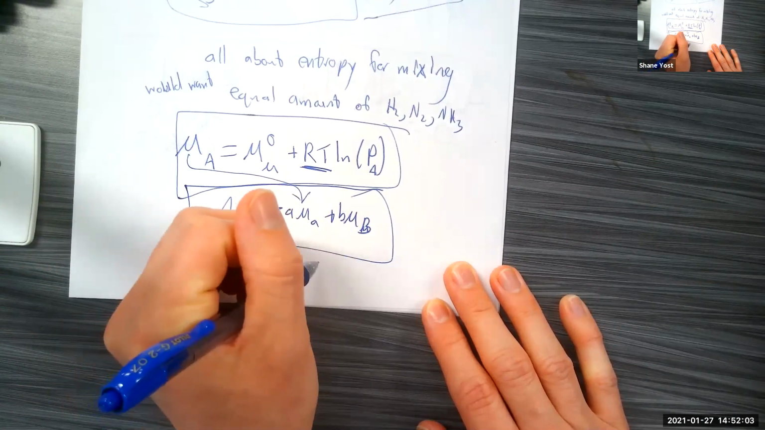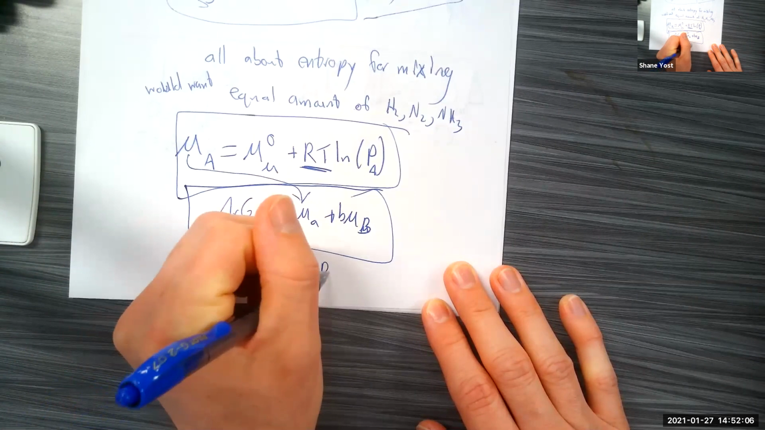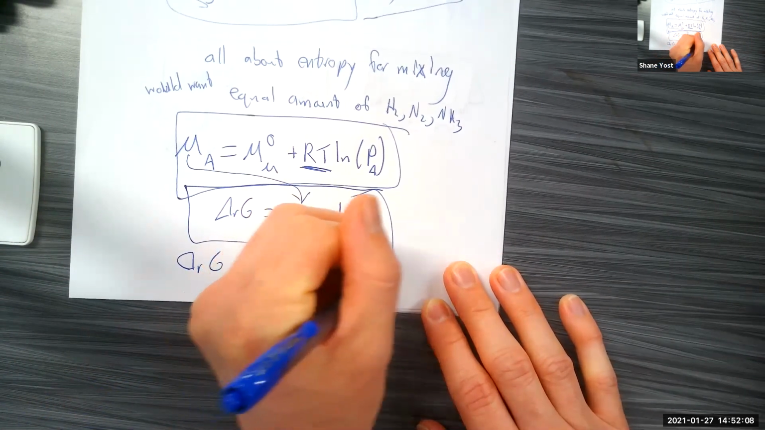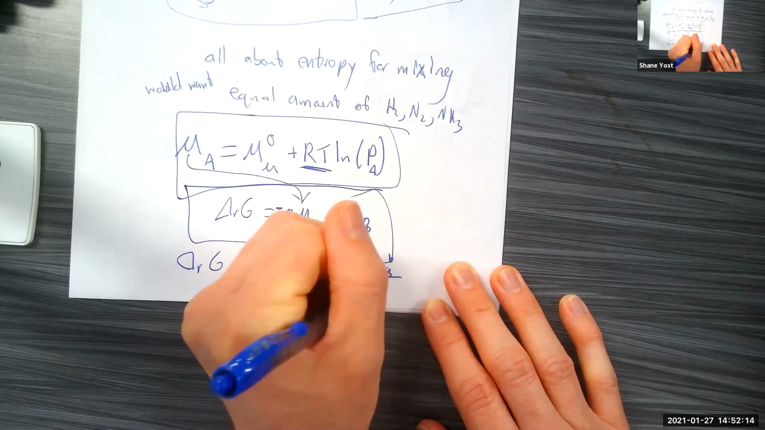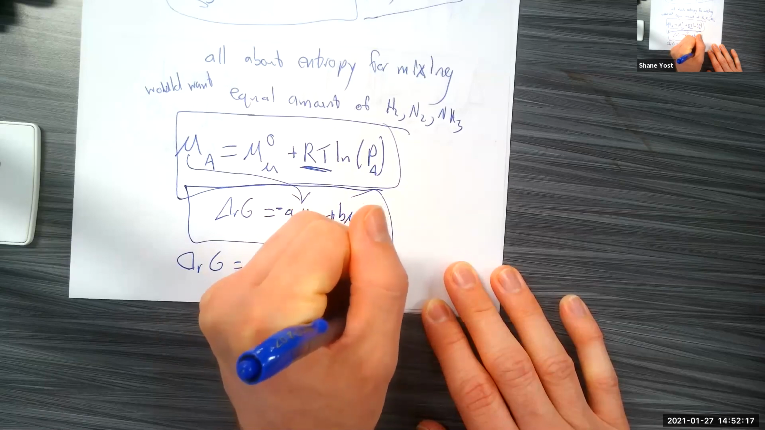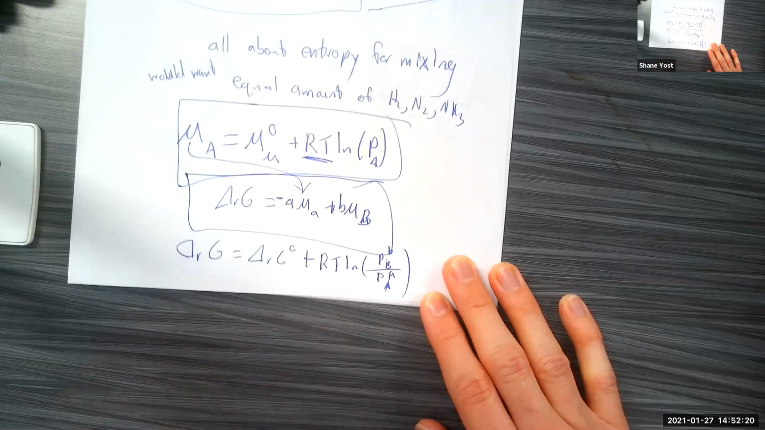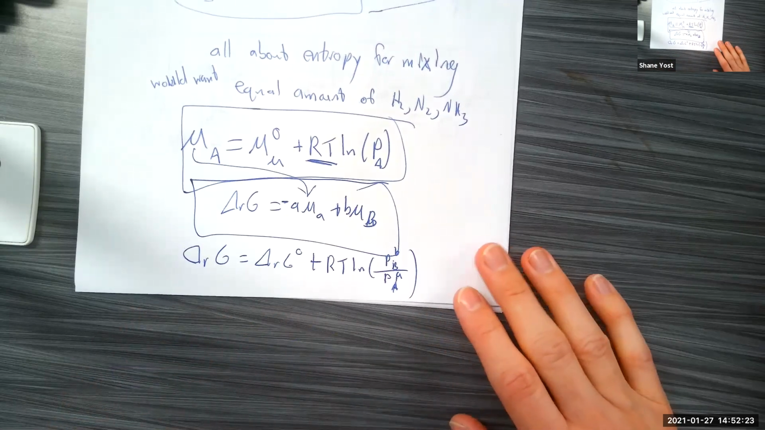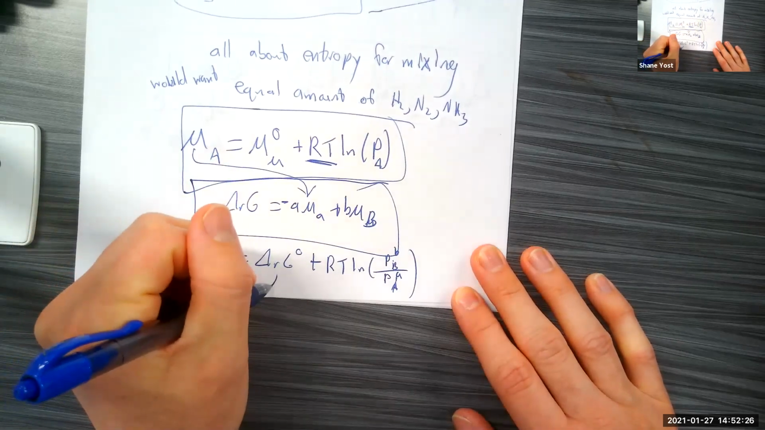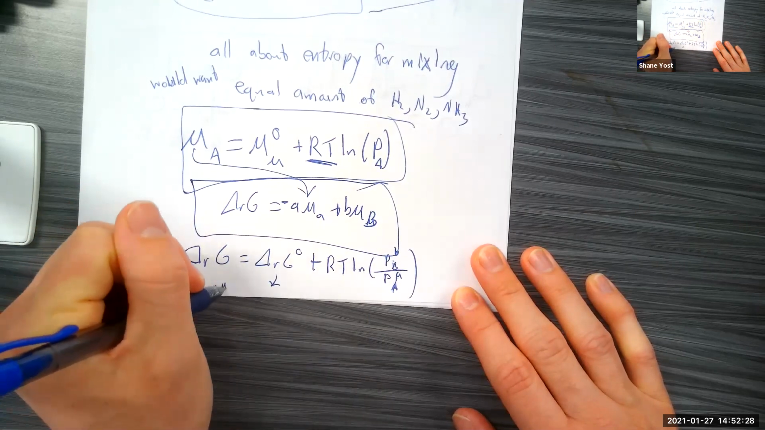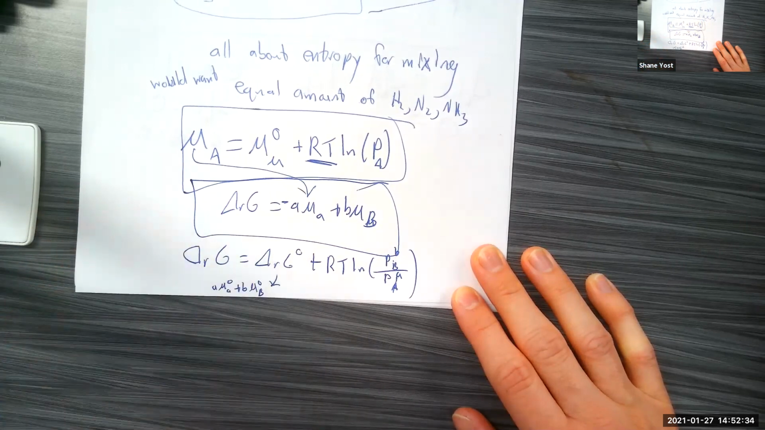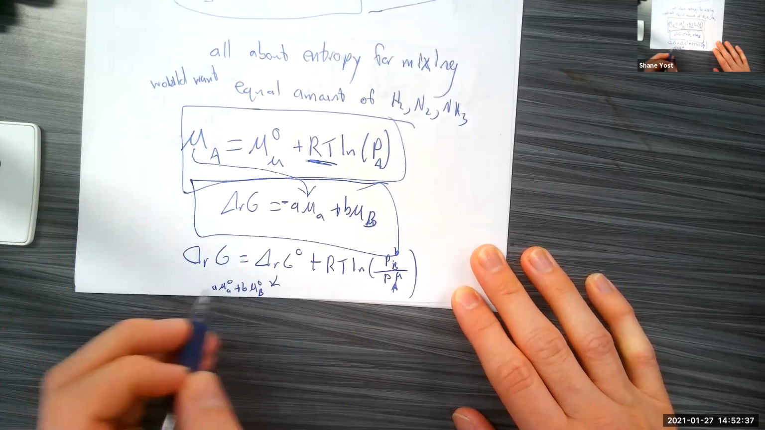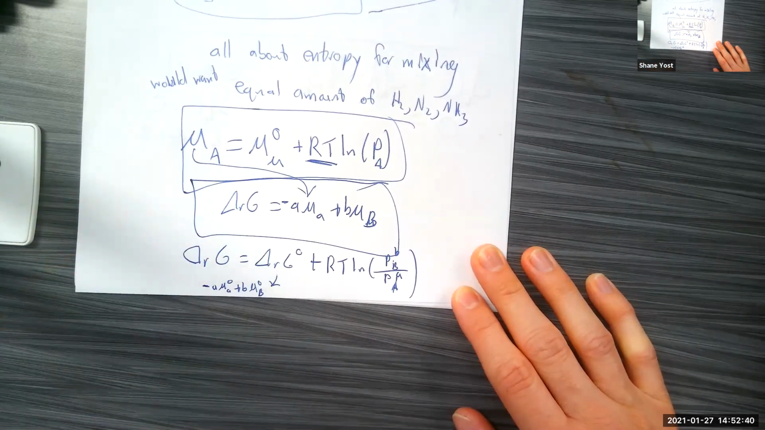Then plus RT ln of P_B to the B power over P_A to the A power, where this delta G naught here is just minus a mu_A naught plus b mu_B naught, the standard chemical potentials. Sorry, there's a minus sign in front of that.